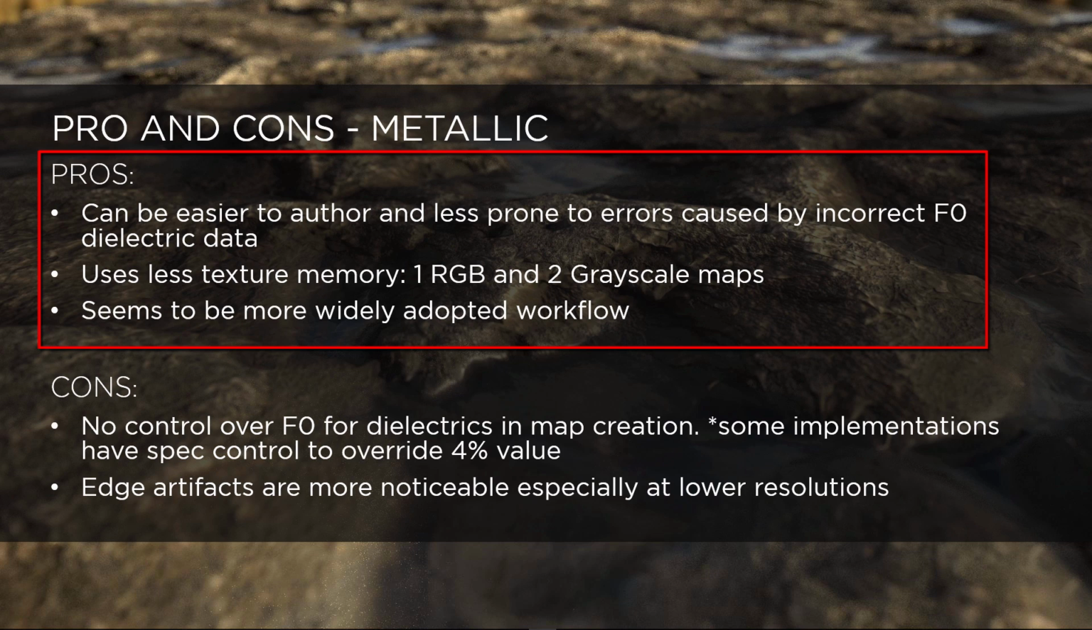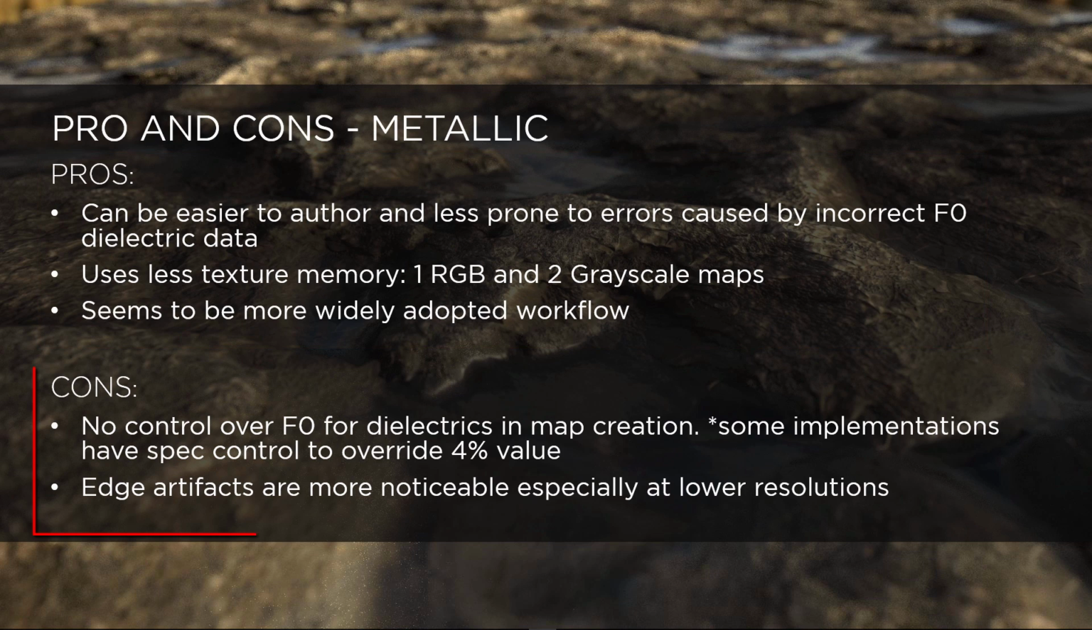Also, it uses less texture memory as we are using one RGB map, which is the base color, and two grayscale maps, which are the rough and metal. And finally, it seems to be the more widely adopted workflow. It's the default shader in Substance, as well as Unity, and it's the only option available in, say, Unreal Engine 4. For the cons, we have the issue of no control over the dielectric F0.